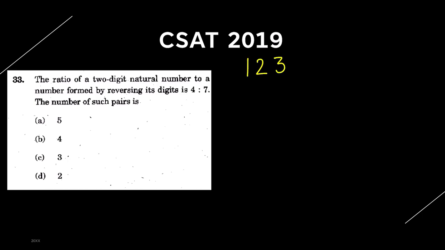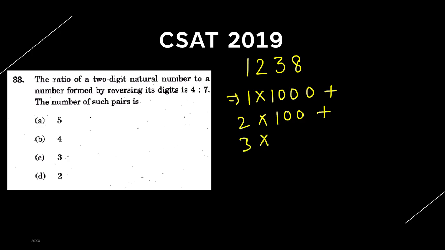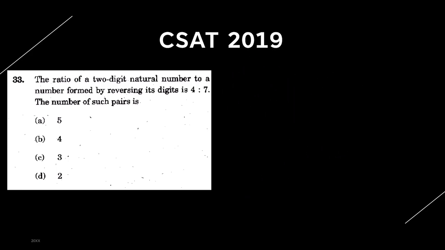Suppose I give you 1, 2, 3, 8. So this is 1 into 1000 plus 2 into 100 plus 3 into 10 plus 8. This is how you bifurcate a given number into 10, 100, 1000 and so on. Right? Now I will just remove it and now tell me, if a number is given to you, suppose AB. AB is nothing but, like, suppose 81. So instead of 8, I write A, and instead of 1, I write B. So AB is a number given to you with the digits A and B.